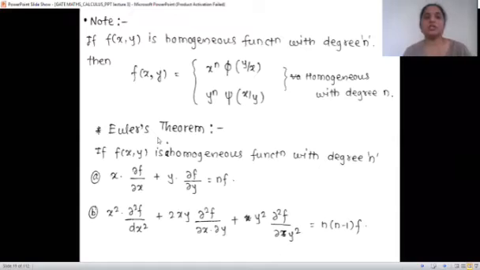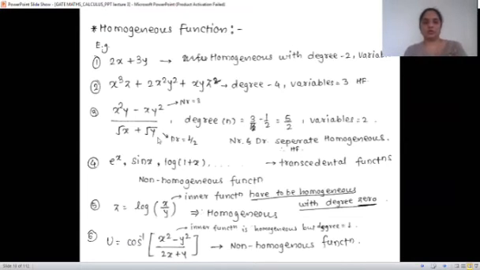Before Euler's theorem, I want to give you some examples of homogeneous functions. First is 2x plus 3y. Is it homogeneous? Yes, it is homogeneous. The first term has degree 1, the second also has degree 1. So it is homogeneous.